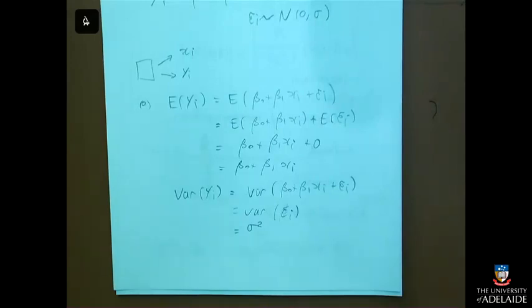So the lecturer in 2014 expected the students to just know that that's what those answers were. I have derived them from what I know about how expected values and variances work.